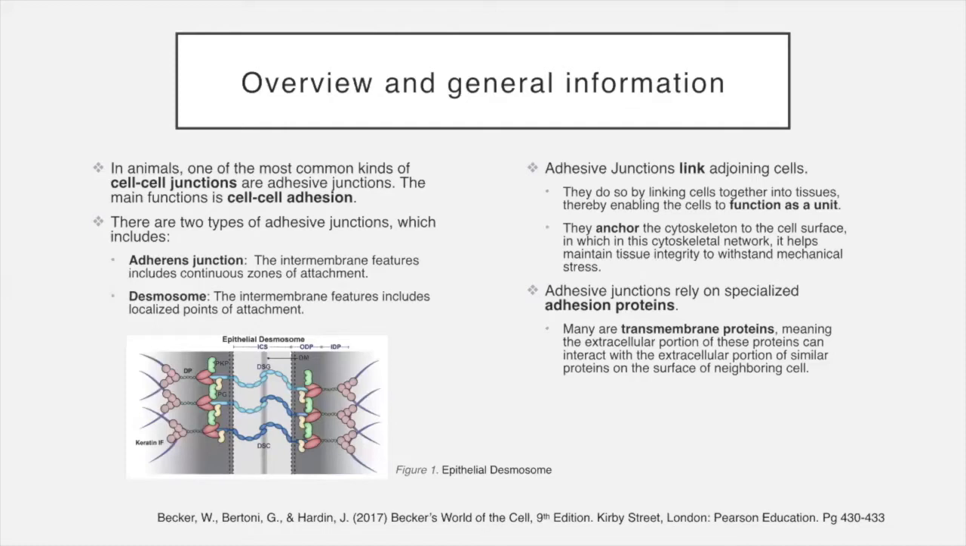They do so by linking cells together into tissues, thereby enabling the cells to function as a unit. They anchor the cytoskeleton to the cell surface, in which this cytoskeletal network helps maintain tissue integrity to withstand mechanical stress. Adhesive junctions rely on specialized adhesion proteins. Many are transmembrane proteins, meaning the extracellular portion of these proteins can interact with the extracellular portion of similar proteins on the surface of neighboring cells. Figure 1 is an image of an epithelial desmosome.